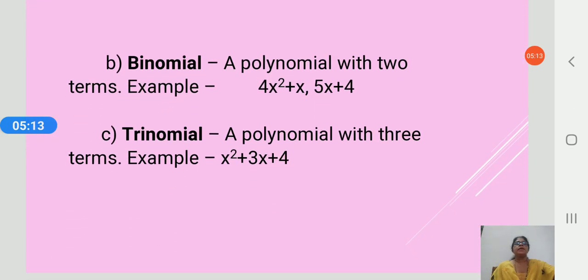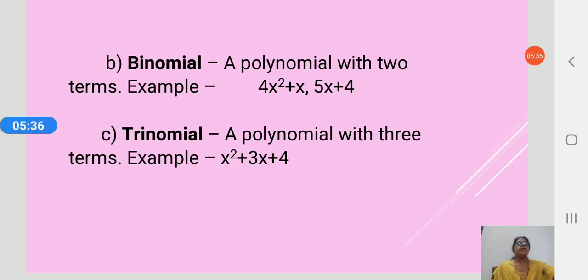And if a polynomial consists of two terms, it is called a binomial. Examples: 4x square plus x. The first term is 4x square and the second term is x. Another example, 5x plus 4. Here the first term is 5x, the second term is 4. That is, only two terms are there, so it is called a binomial.